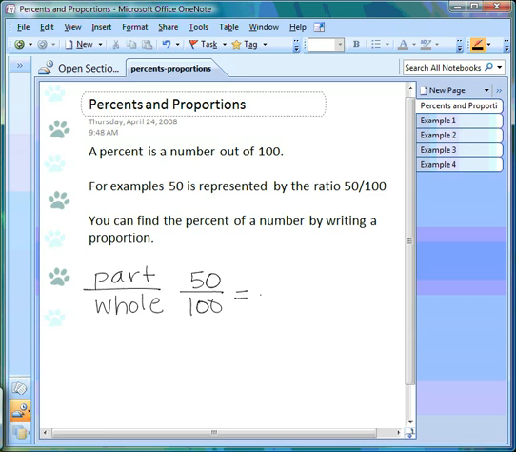If you're figuring out how many questions you got correct, say for example there were 50 questions on the test, the whole test had 50 questions. That's why we put it over here with the whole. And then we could use our proportion and solve. We would take our 50 times 50 divided by 100, and that would equal 25.